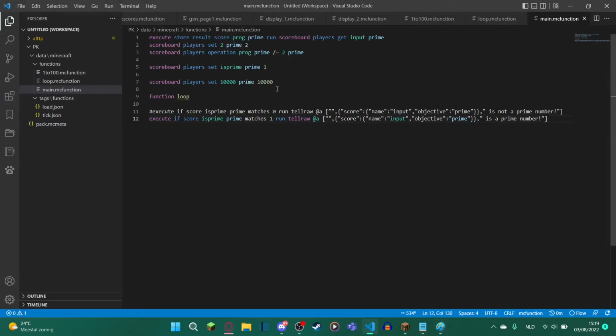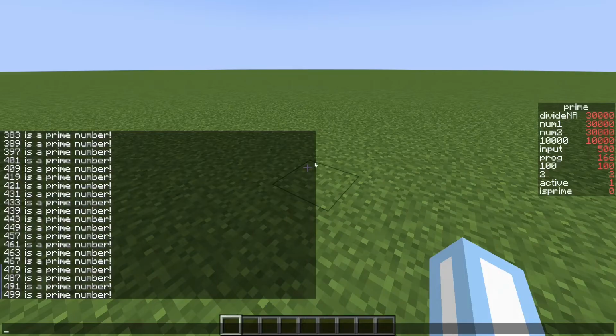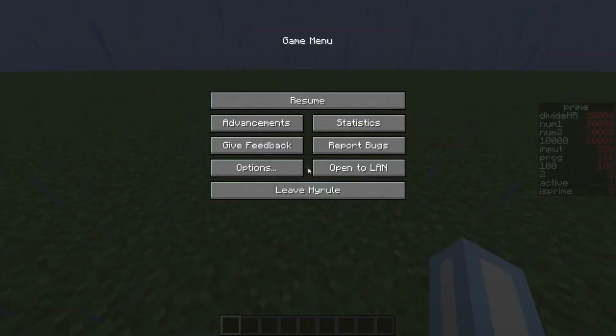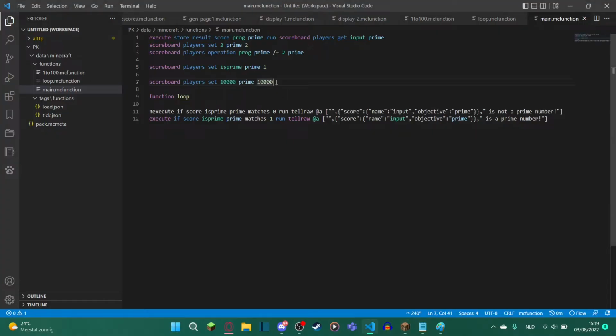So right now in the game, I've set this to 10,000, and that lets me generate prime numbers from 1 to 500 perfectly. It'll probably break around, I think, 700, but you can also just up the value again, and that way you can generate even more prime numbers.